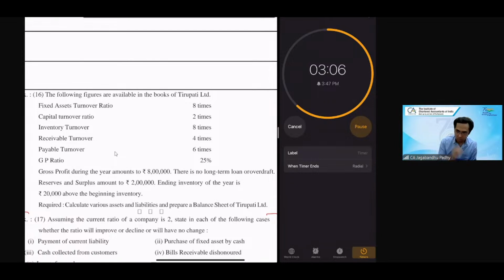When nothing is mentioned, we take inventory turnover ratio with COGS, unless the question specifies sales. If the question says you need to take it on sales, then take it on sales. Otherwise, it has to be always on COGS.